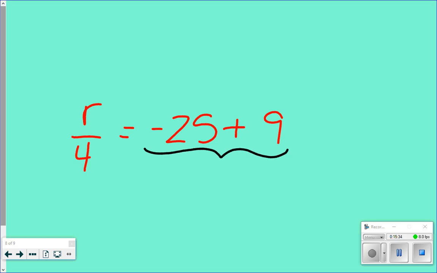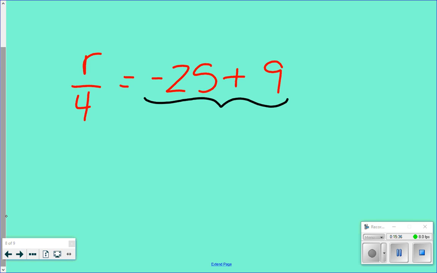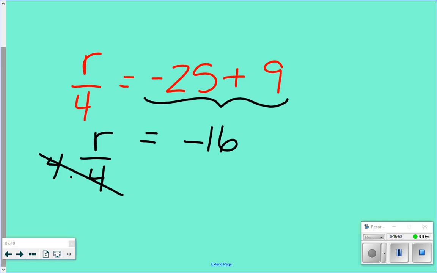Okay, so negative 25 plus 9, is it negative 16? Negative 16 equals, and then I have R divided by 4. Now, we've been talking about multiplication problems. This is a division problem. See what's happening? R divided by 4. What can I do to undo division? Multiply. So let's multiply by 4. And I got to do it to both sides. Multiply by 4. I get 4, carry the 2, is 64. Negative 64, R equals negative 64.